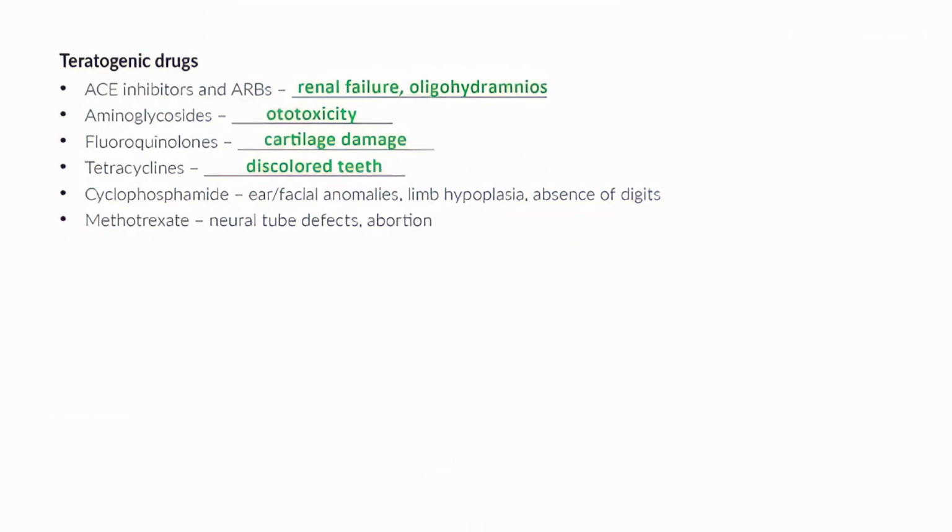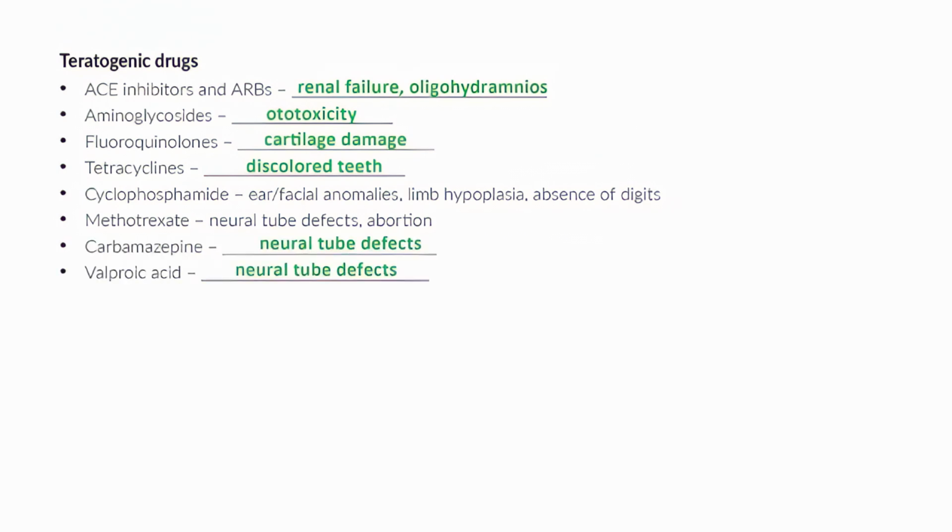The next few drugs in our list are seizure drugs. Both carbamazepine and valproic acid are known for causing neural tube defects, just like methotrexate. So if you have a patient with a history of seizures that's on one of these drugs, you want to make sure she's getting that folic acid supplement for at least a couple of months before she starts trying to get pregnant. And if possible, you want to get her off of the seizure drug, but sometimes you just can't.